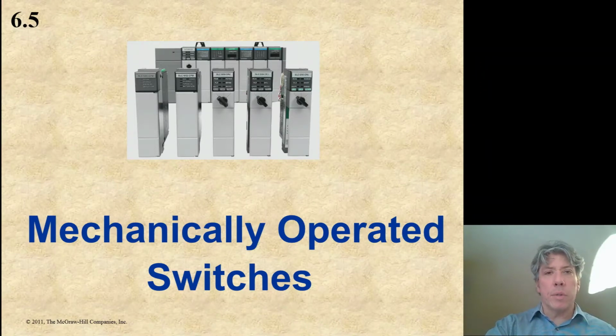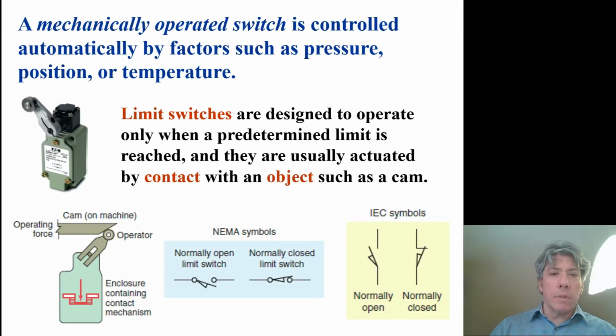Mechanically operated switches are switches that are not operated by a human being, they're operated by a machine. Limit switches are a common example of this. So there can be all kinds of things that activate the switch. Position typically operates a limit switch, whereas pressure and temperature are other types of switches that are sensitive to other things in a machine. So limit switches are usually operated by contact or something pushing on them.